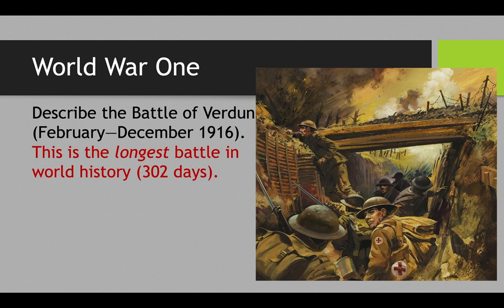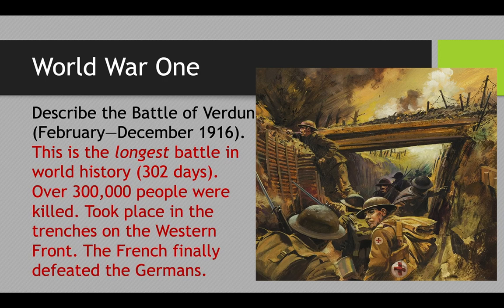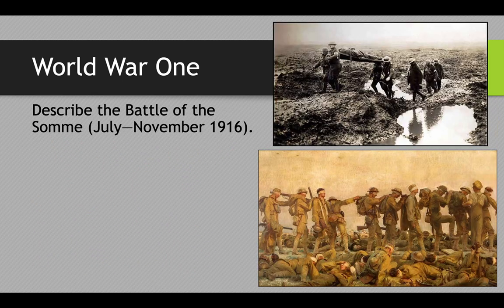The Battle of Verdun took place from February to December of 1916. One battle taking 11 months. This is the longest battle in all of world history. It took place over the course of 302 days. Over 300,000 people were killed, and it took place in the trenches on the Western Front. The French finally defeated the Germans in this very, very lengthy battle and gained just a little bit of land, just advanced a tiny bit before the trenches had to be reestablished. Never before in history had battles lasted this long, and it's because of the trench warfare that that's happening.